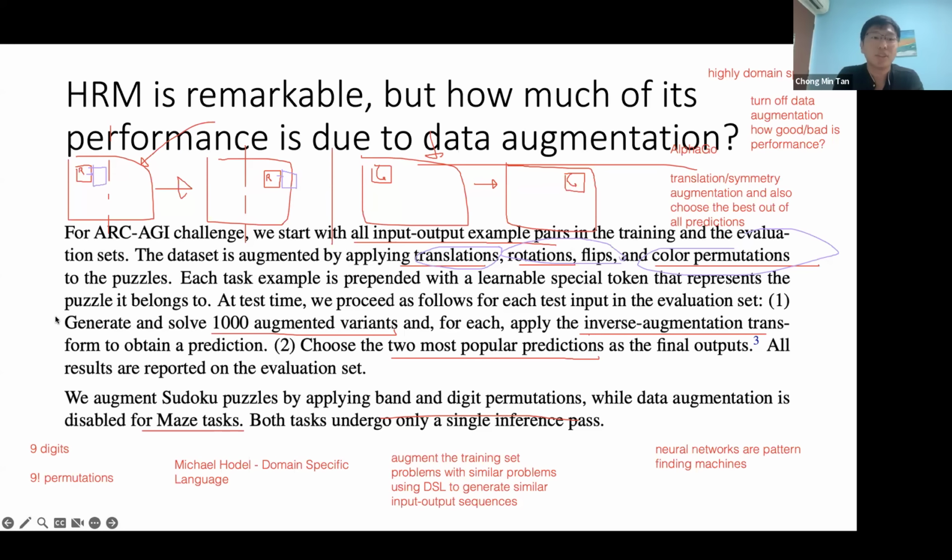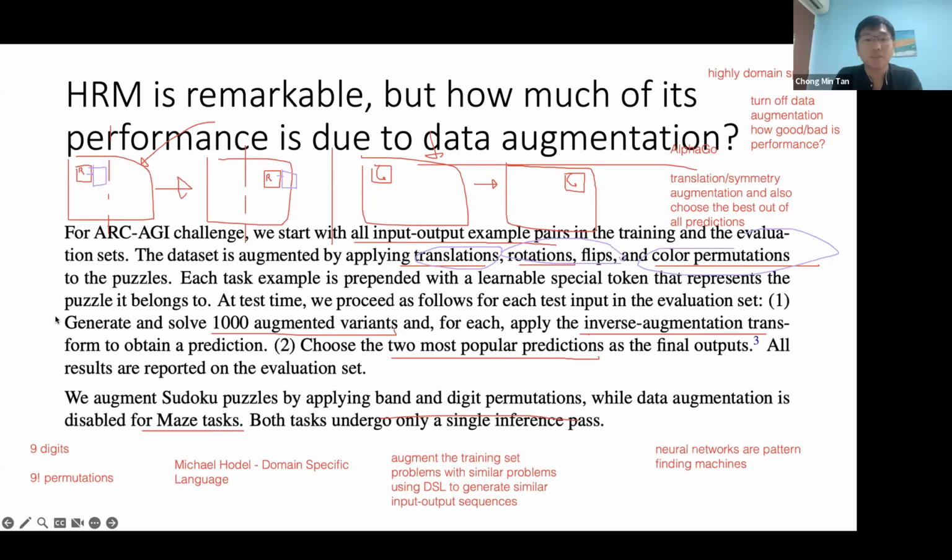Yeah. To answer that question, if you are to pursue AGI, artificial general intelligence, you may not know the domain you are working on, and hence you may not know how to augment your data. So this means that this is a highly domain-specific kind of architecture. Wait, but I thought translation, rotation, all these are generic techniques that can be applied to any image, right?